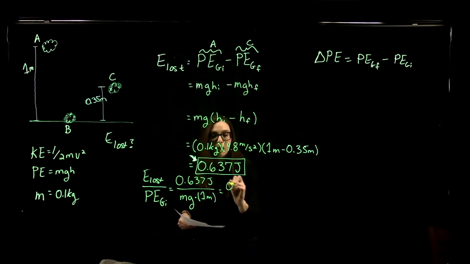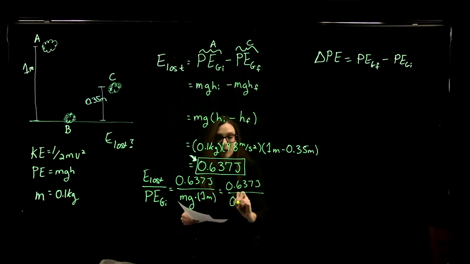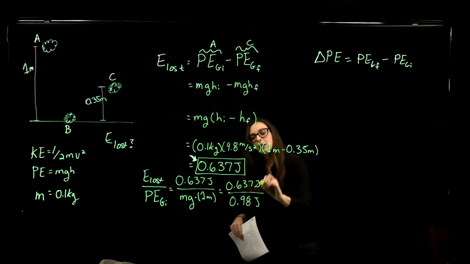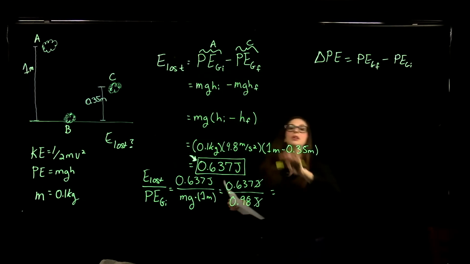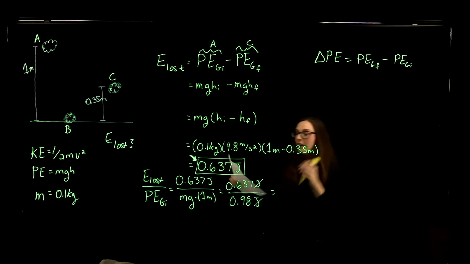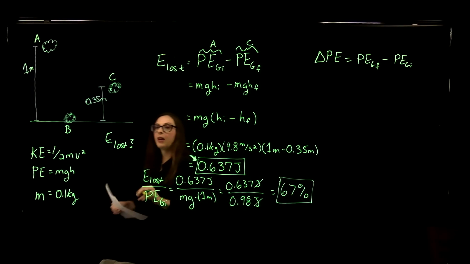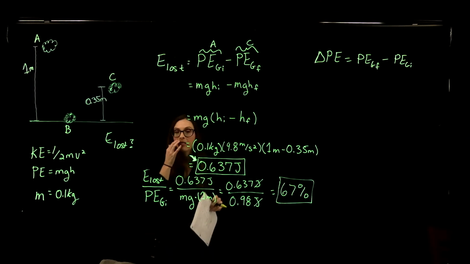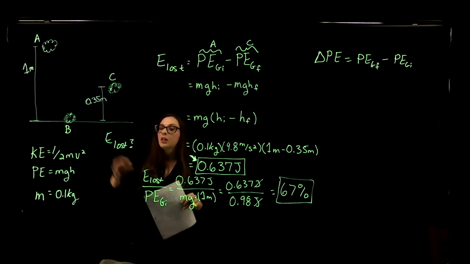So this is 0.637 joules divided by 0.98 joules. Our units of joules cancel. When we do this ratio, it tells us the percent of energy that we lost in our experiment here. And we ended up losing 67% of our original gravitational potential energy. That's almost 2/3 of our initial energy lost in this collision.